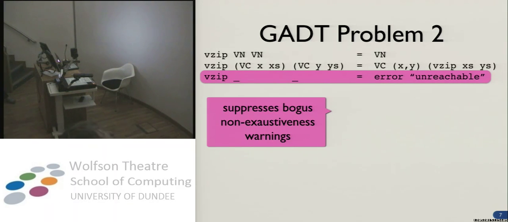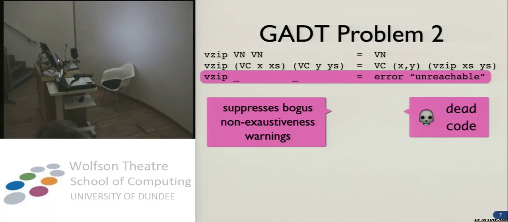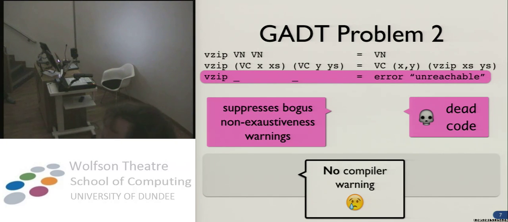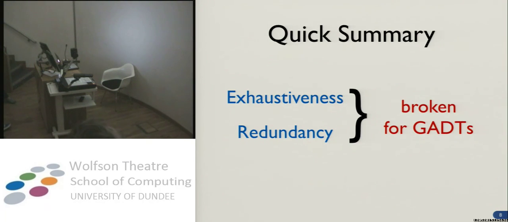A lot of people who have been working with GADTs actually add such catch-all useless clauses just to shut up the compiler. But this is actually dead code. We would like GHC to complain about this additional clause, but it stays quiet and doesn't say anything. So that's another weakness in the existing approach of GHC to verifying these pattern matches that we also want to solve. Basically, the analysis for exhaustiveness and redundancy in the context of GADT pattern matches is just broken in GHC. You cannot rely on it at the moment.